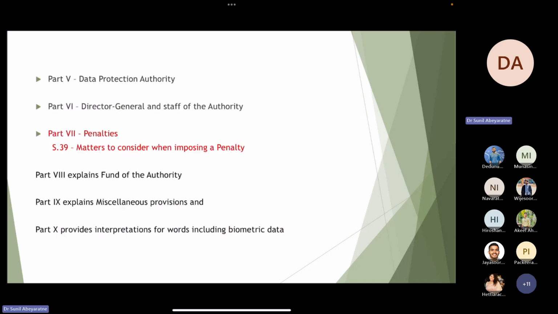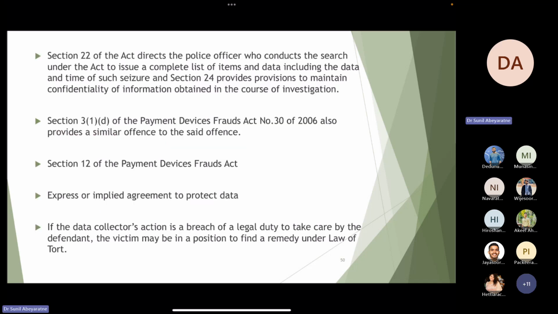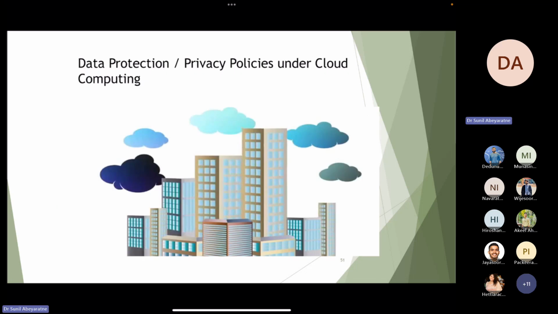So there's Part 5, which explains the Data Protection Authority, and how they are the authority to look into violations of data protection law. The penalties are introduced here under Part 7. So this is the operation of our Personal Data Protection Act. Please go through the provisions.